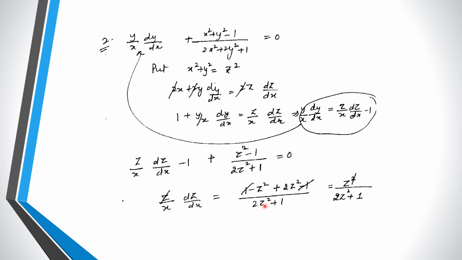The next is (y/x) dy/dx + (x² + y² − 1)/(2x² + 2y² + 1) = 0. So this is a first order differential equation and we have to solve this. Now just see in this question, in the numerator and denominator, one factor is common, which is x² + y². So we can substitute this factor to be some another variable.